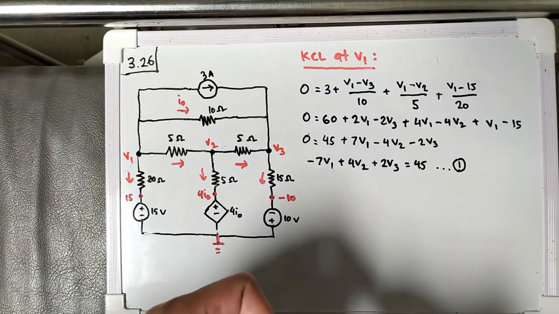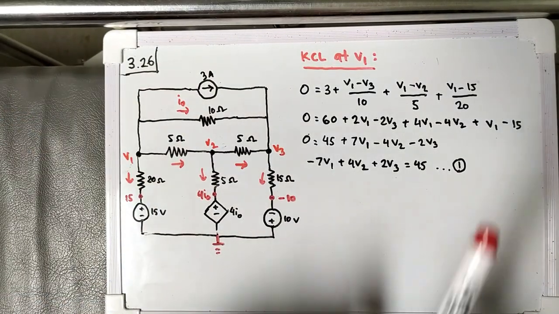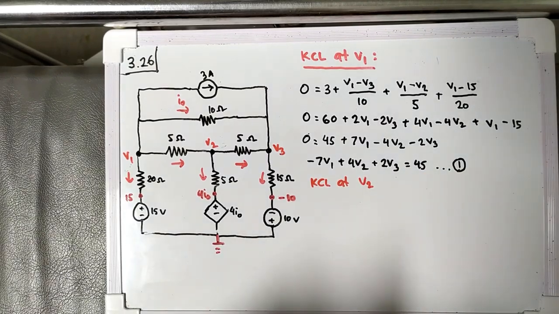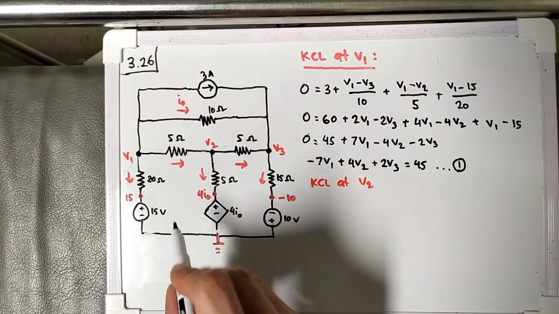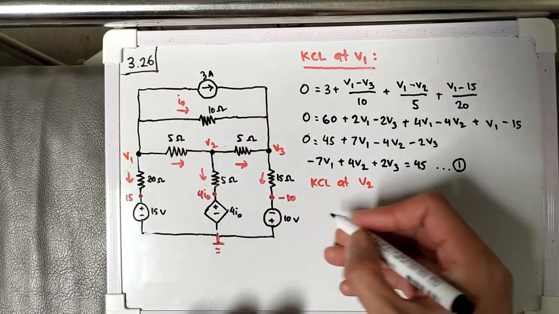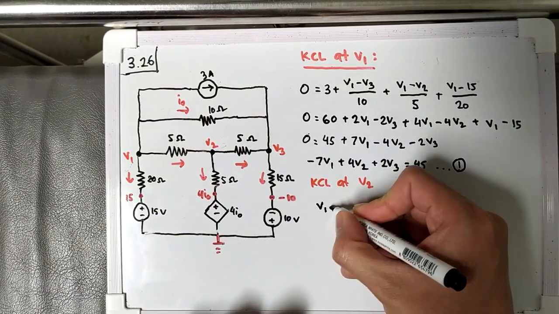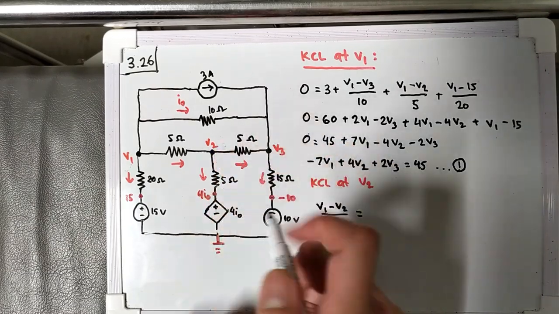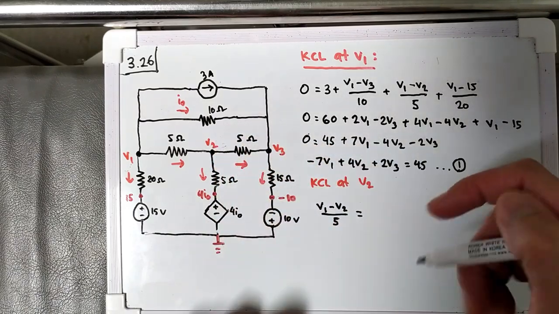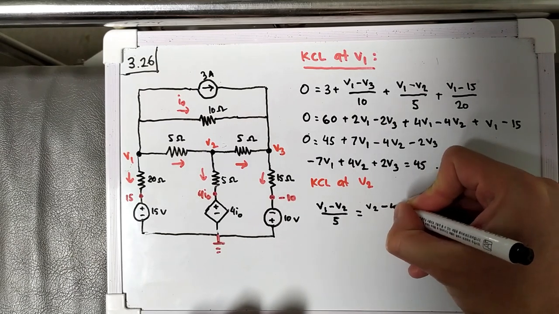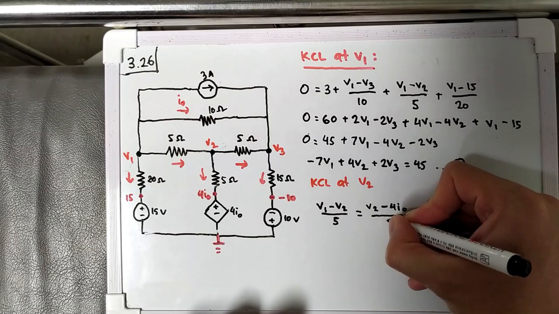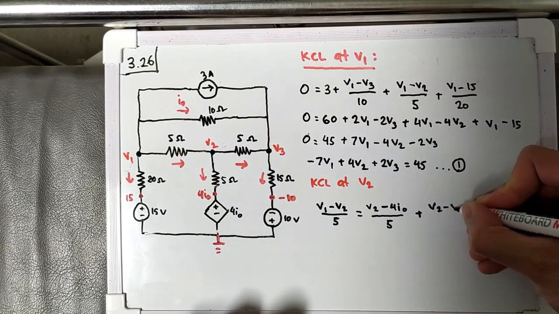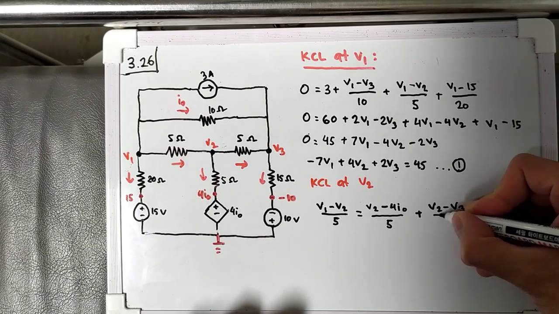and then we start at another node. So I will start here in V2, KCL at V2. So for V2, the current that goes in is this one, only this one, so I will have to write that V1 minus V2 divided by 5, and then it's equal to the current that goes out, this one and this one. So V2 minus this value, V2 minus 4I0 divided by 5, plus this value, V2 minus V3, and it's also divided by 5.